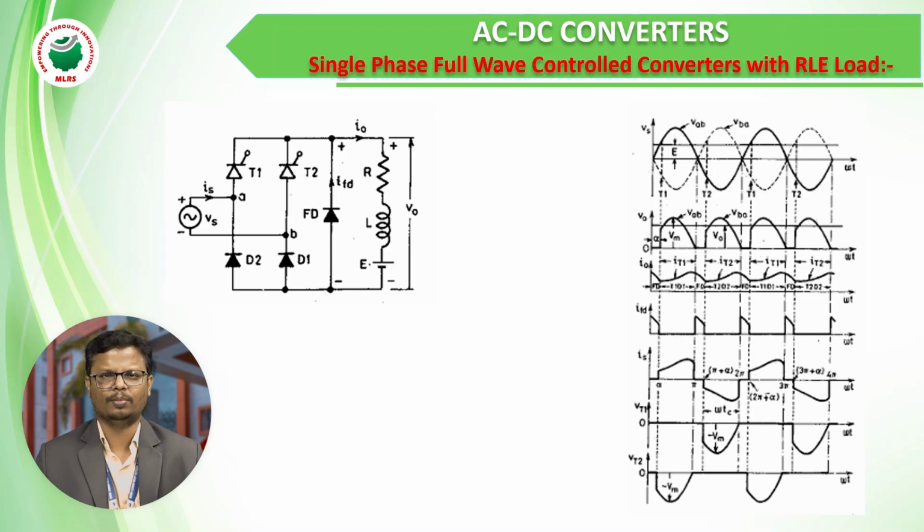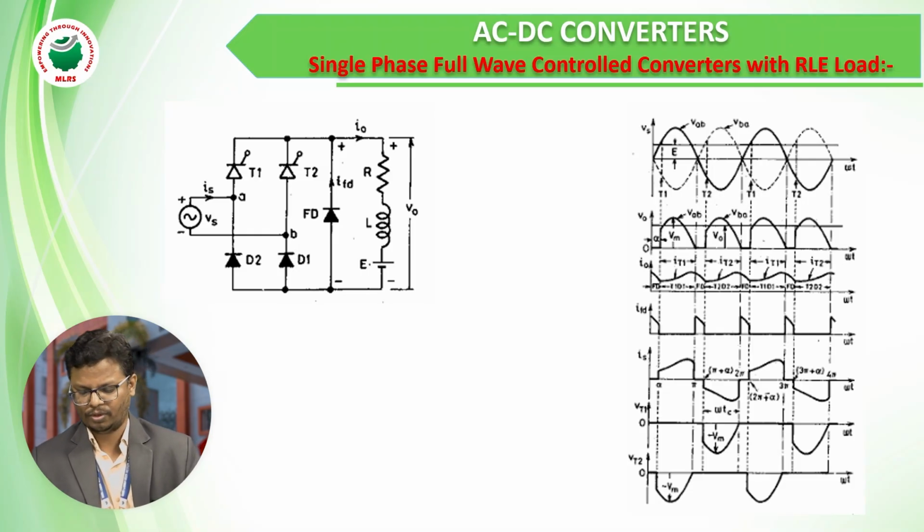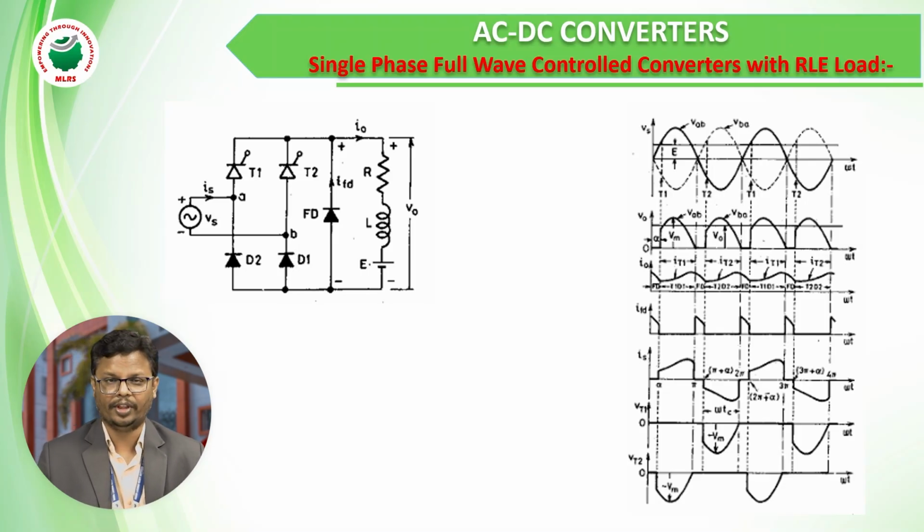First we will discuss the operation of the circuit. Here we have four switches T1, T2, T3, T4, and these four switches are connected through the load RLE. Here you are observing the waveforms: the source voltage waveform, the output voltage waveform, output current, and other waveforms, source current, and the voltage across the thyristors.